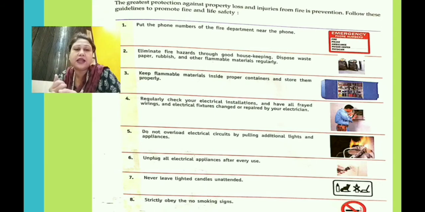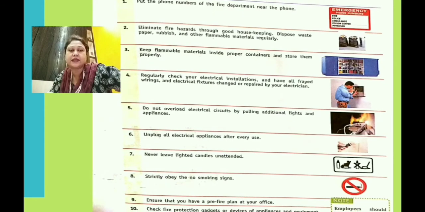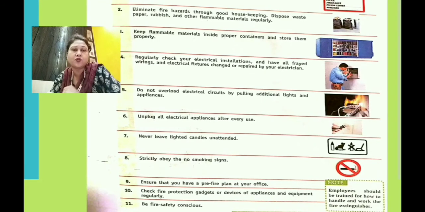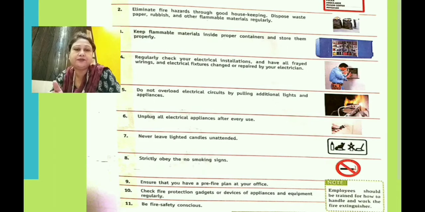Then we should never leave a lighted candle unattended. That means we should turn it off, and then we should move away from it. We should never keep it unattended. Then strictly we should obey the no smoking signs wherever they are given. Then we should ensure that we have a pre-fire plan at our office. Then we should check the protection gadgets or devices of appliances and equipment regularly.